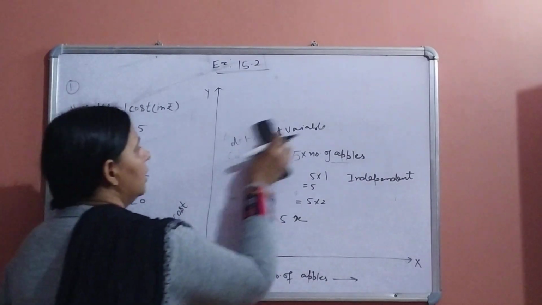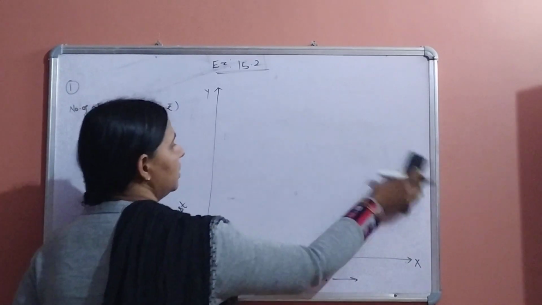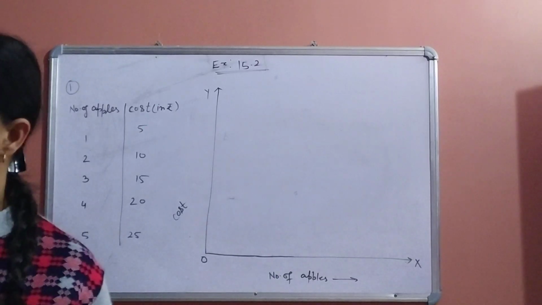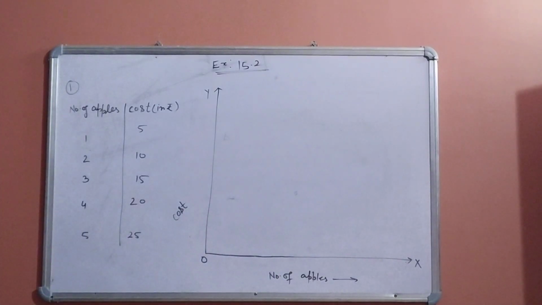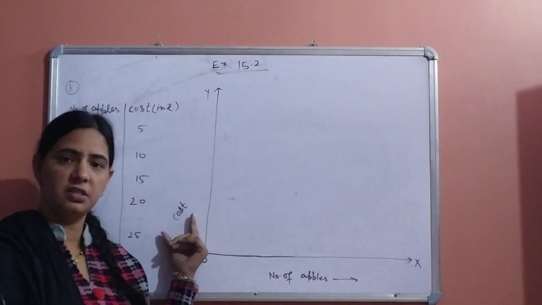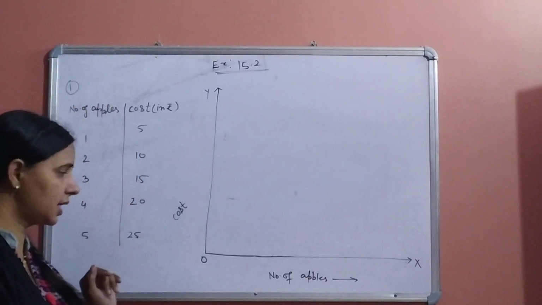Clear? Here cost depends upon the number of apples. So this number of apple is independent quantity and cost is dependent. On x-axis we are taking independent and on y-axis we are taking dependent. Now choose a suitable scale.